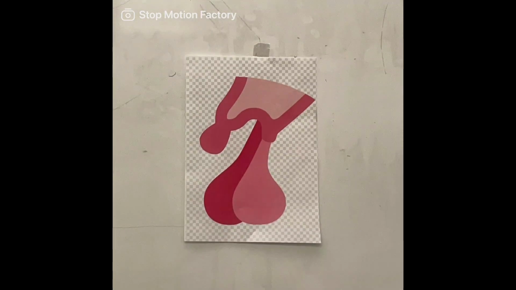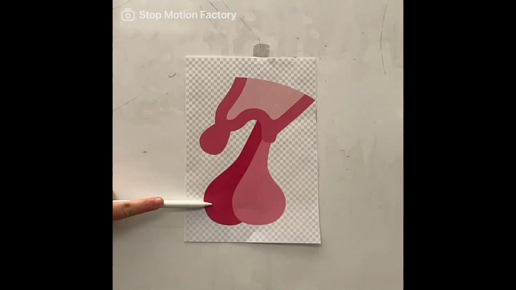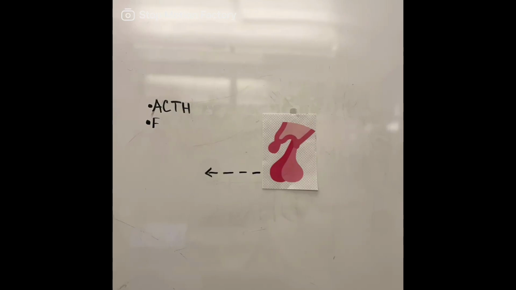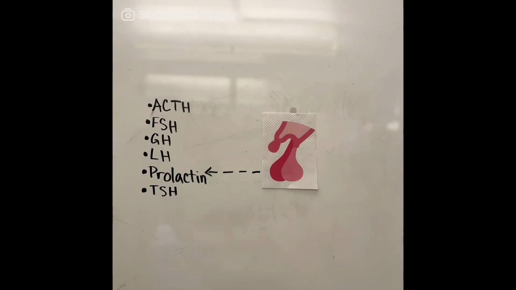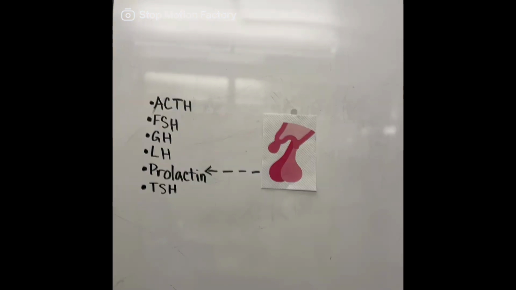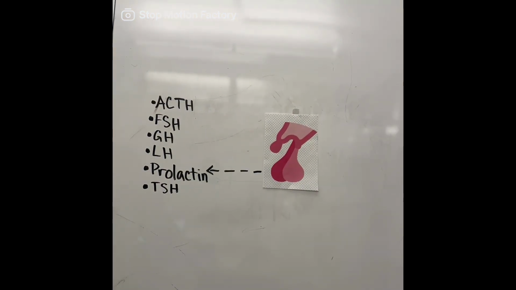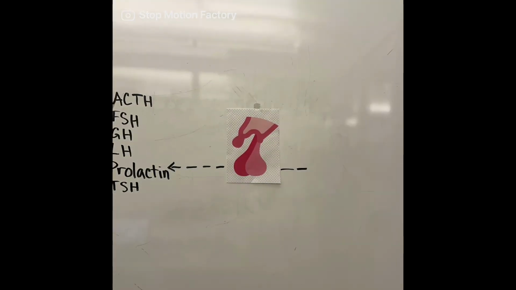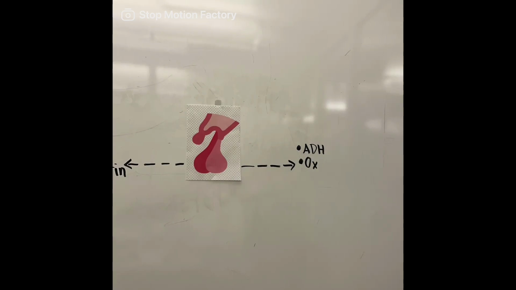The pituitary gland is divided into two major lobes, the anterior and posterior lobes, with an intermediate lobe connecting the two. The anterior lobe secretes most of the pituitary gland hormones, such as adrenocorticotropic hormone, follicle-stimulating hormone, growth hormone, luteinizing hormone, prolactin, and thyroid-stimulating hormone. The posterior lobe only secretes two hormones, antidiuretic hormone and oxytocin. These hormones are made by the hypothalamus but stored and released by the posterior lobe.